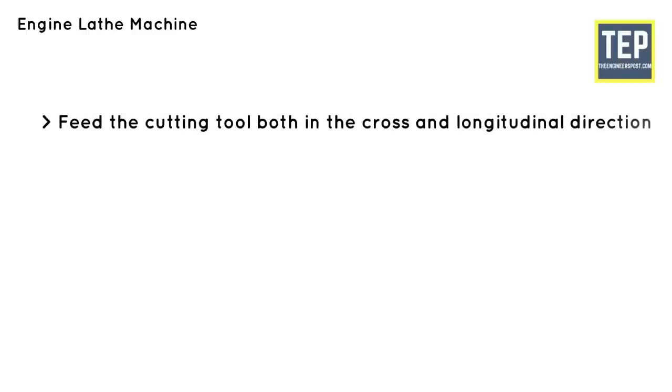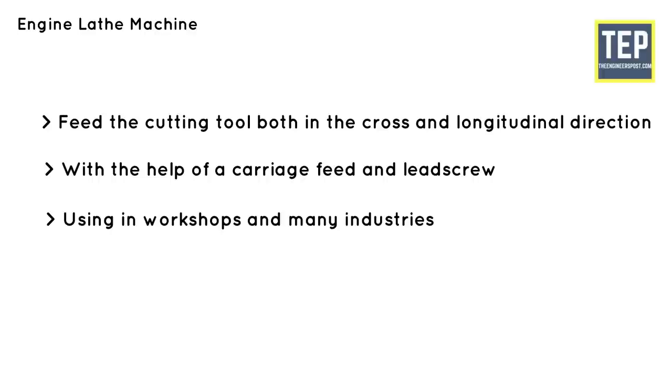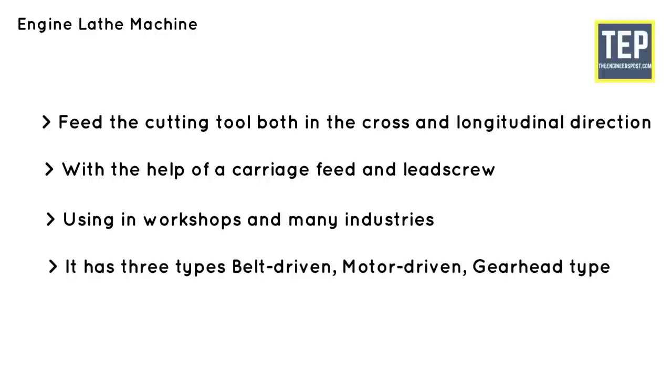The engine lathe can feed the cutting tool in both cross and longitudinal directions with the help of a carriage, feed and lead screw. These types of lathe machines are still used in workshops and many industries. It has three additional types: belt-driven, motor-driven, and gearhead type.